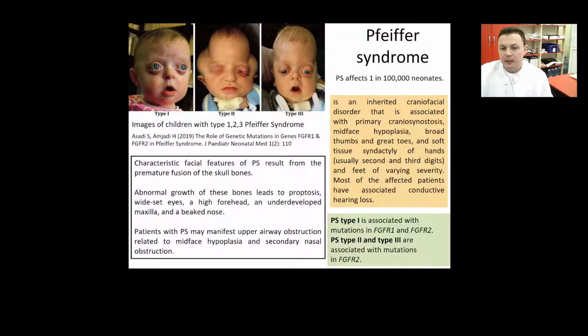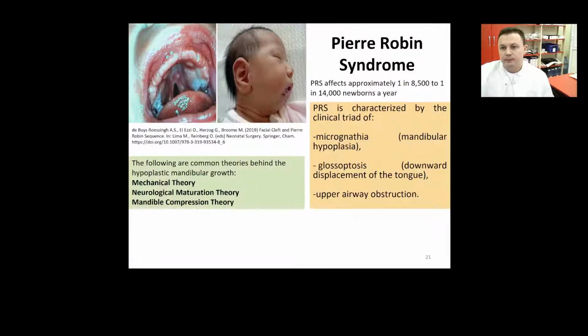Patients with PS may manifest upper airway obstruction related to midface hypoplasia and secondary nasal obstruction. Experience with corrective surgery is limited. The main aims of surgery are to decompress the brain by providing adequate intracranial volume, increase the infraorbital volume to accommodate the globe, and to widen the nasopharynx.